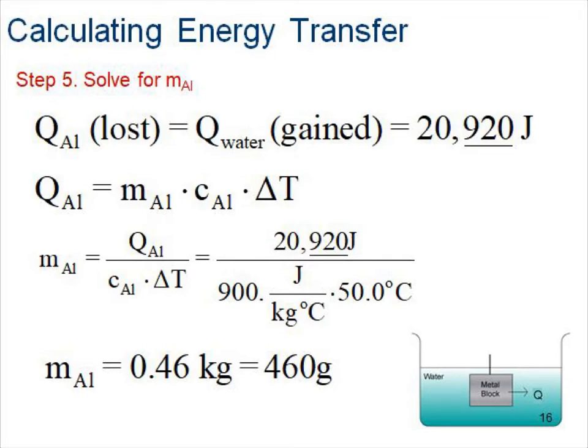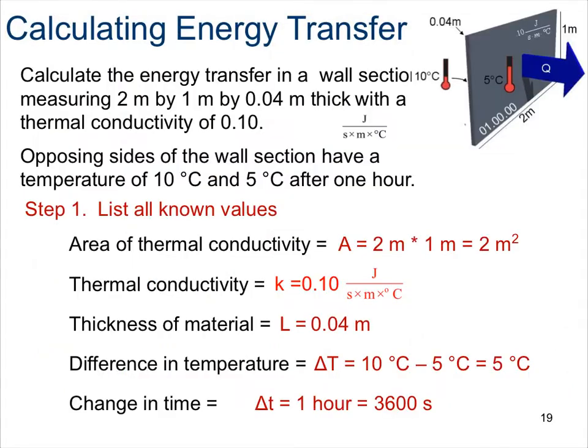So 21,000 joules divided by 900 times 50 degrees Celsius, and I get 0.46 kilograms, which is equivalent to 460 grams. In this next example, we're asked to calculate the energy transfer in a wall section measuring 2 meters by 1 meter by 0.04 meters thick with the thermal conductivity of 0.10. It tells us that the opposing sides of the wall section have a temperature of 10 degrees Celsius and 5 degrees Celsius after 1 hour.